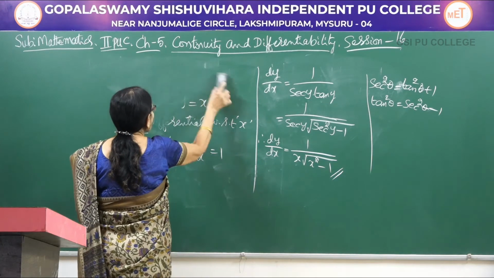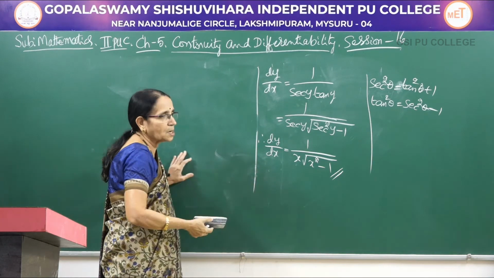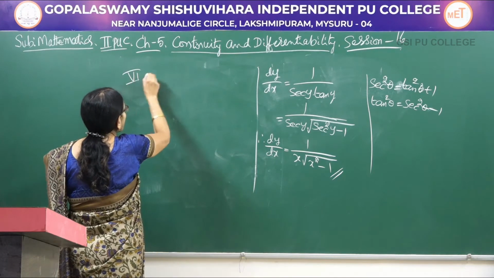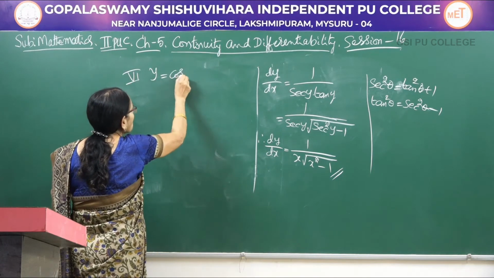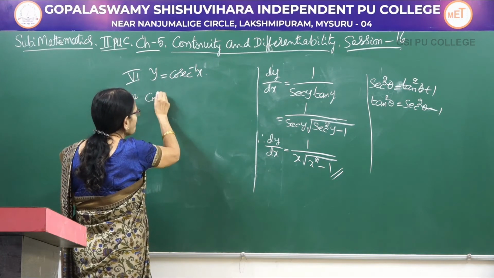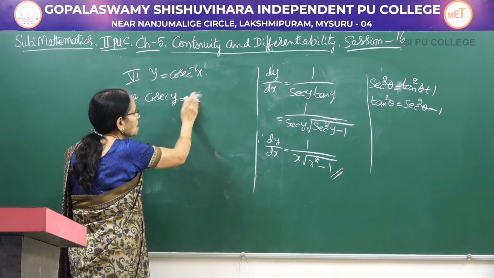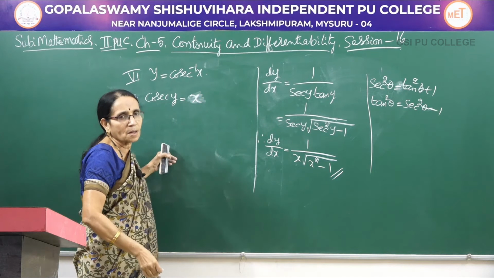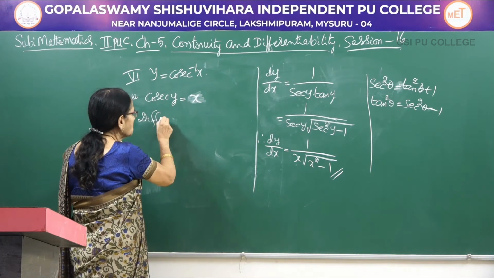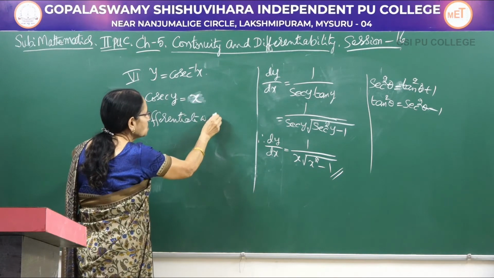Now we move on to the last formula, which also has the same terms, only the sign is different, that is the 6th one. Let y be equal to cosecant inverse x. That is, first you write cosecant y would be equal to x. That is what I told you. Always you will be getting x on the right hand side. Now, same procedure. Differentiate with respect to x.